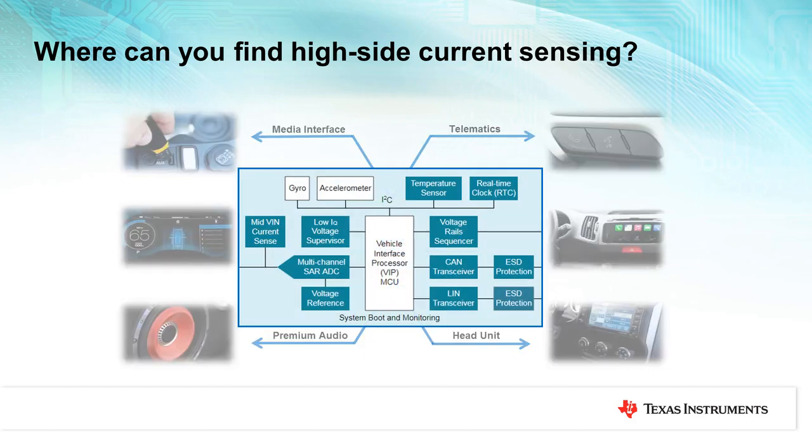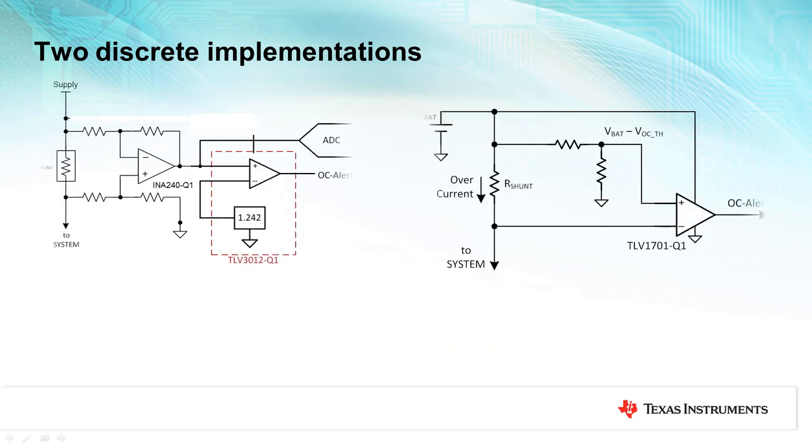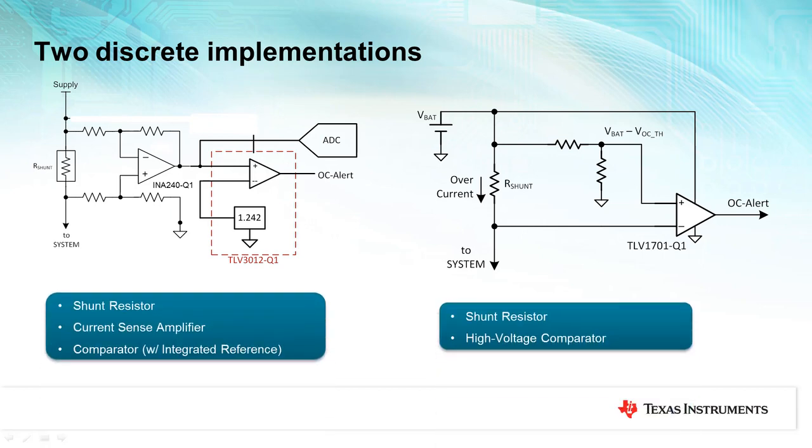So now that we have a feel for where you can find current sensing circuits, let's take a closer look at the circuits themselves. There are many different topologies for current sense, but in this video, we will stick to high-side sensing and focus on cost-effective solutions with comparators and amplifiers. Here you'll see two different topologies for high-side current sensing. Notice that both utilize a shunt resistor, but one method contains two components, namely a current sense amplifier and a comparator, and the other only uses one comparator.